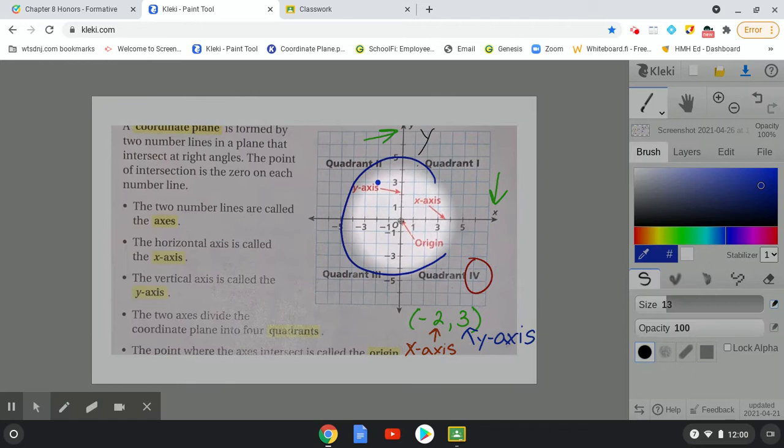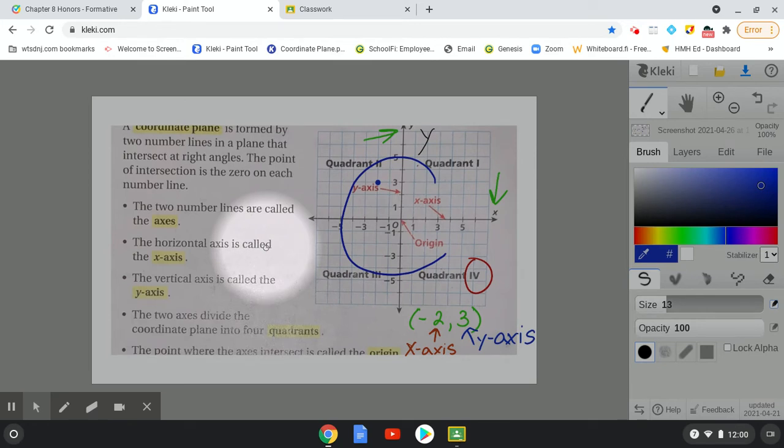So again, you always start at your origin. You're always going left or right first based on whether it's a positive or a negative number. And then you're going up or down second based on whether your y number is positive or negative. So in this case, we went left to -2, up to +3, and plotted that point. Now you would always identify that point with the ordered pair or the coordinate next to your point.